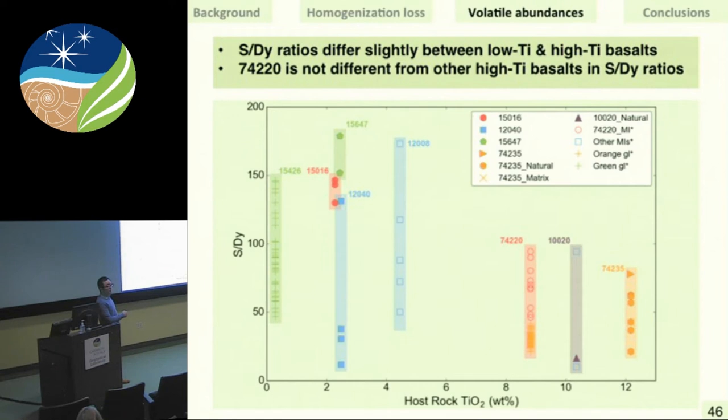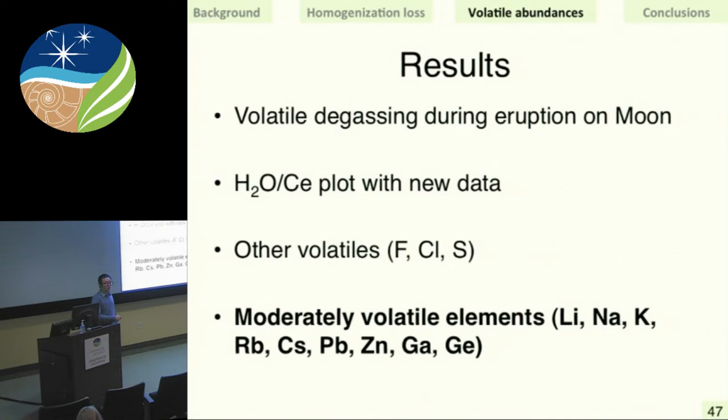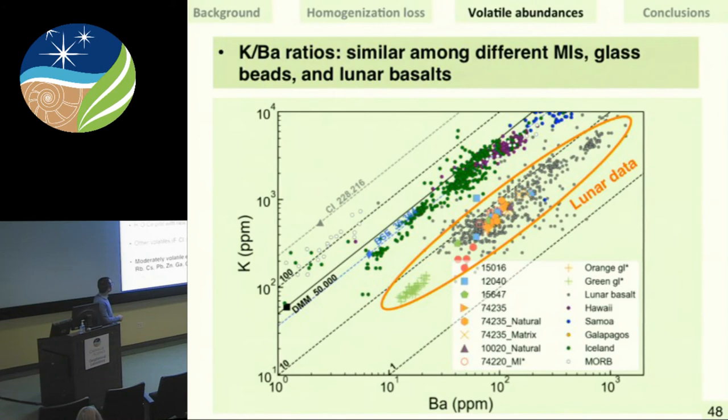So because of the effect of degassing and sulfide segregation on sulfur dysprosium ratios, we interpret the maximum value for each sample to be representative of the pre-degassing, pre-eruption values for this sample. And in that way, we see that the low titanium mare basalts seem to have a lower sulfur dysprosium ratio compared to the higher titanium samples. But if we compare 74-220 to other high titanium lunar basalts, we don't see a significant difference.